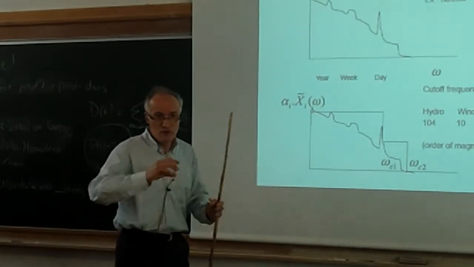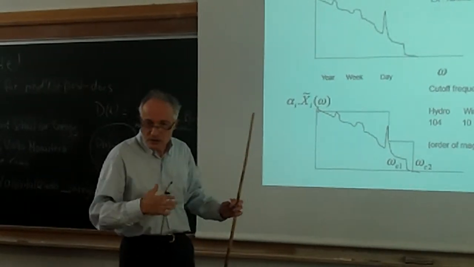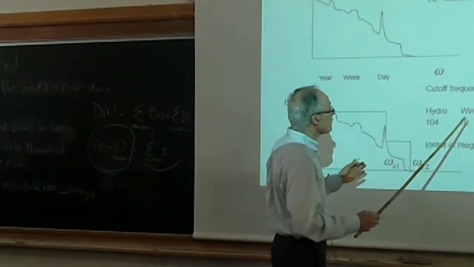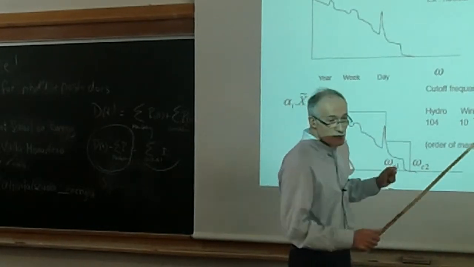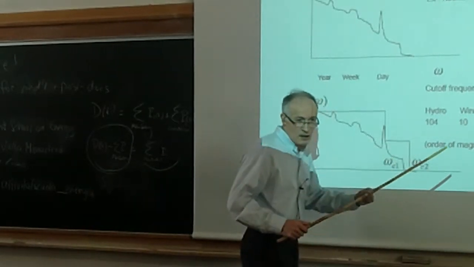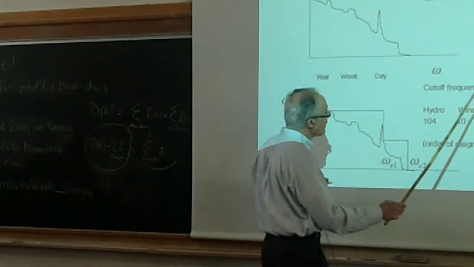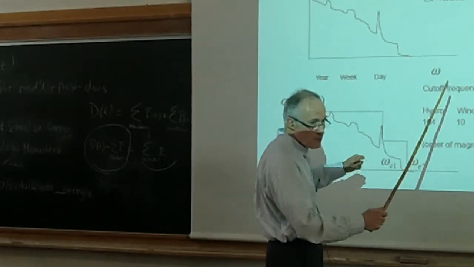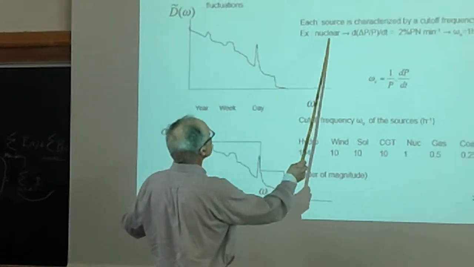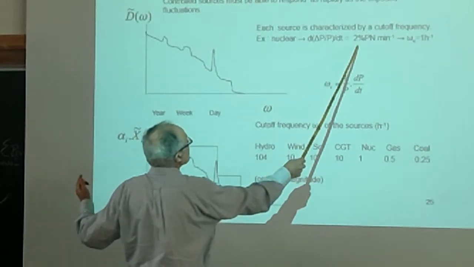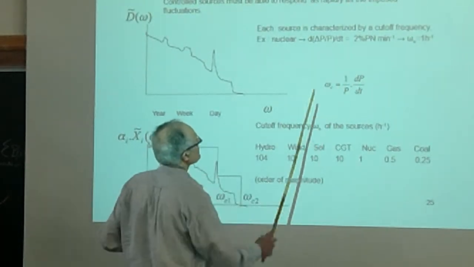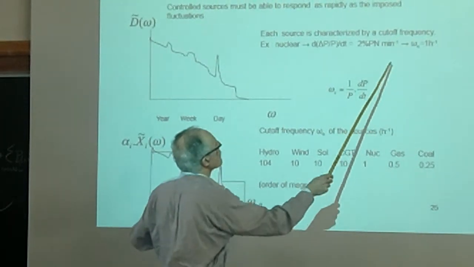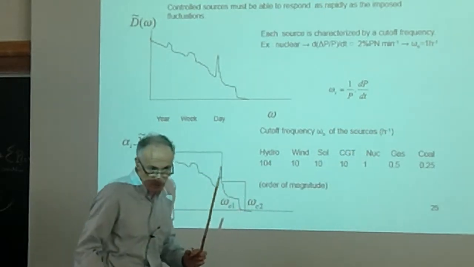The mix will be able to follow up the load fluctuation, and in the opposite case, it will be unable to do so. We have fast sources, we have slow sources. The slowness of sources is defined by a cutoff frequency, which is the rapidity with which it is possible to vary the output power of these sources. For instance, in the nuclear case, we know that we are able to vary the nominal power by 2% in a minute. And this gives us a typical angular cutoff frequency of the order of 1 hour minus 1.